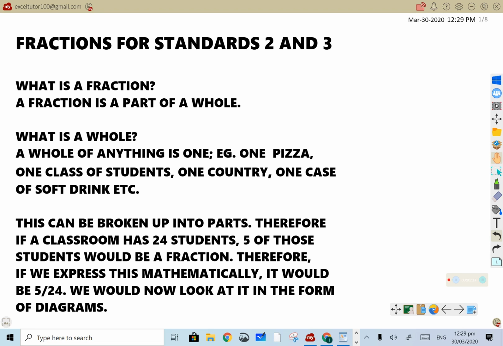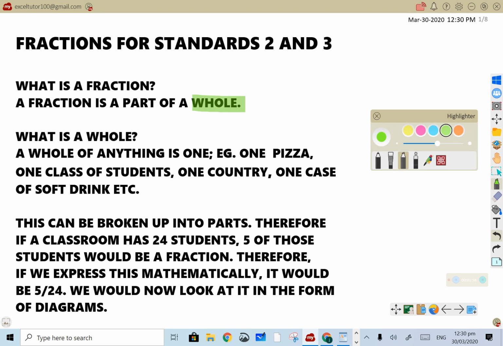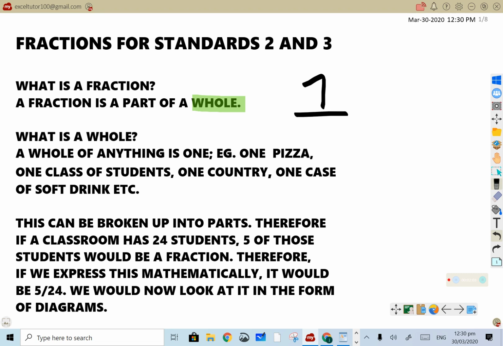Right, so we have here some definitions for fraction. Okay, now what is a fraction? A fraction is a part of a whole. Now if we say a fraction is a part of a whole, the first thing that you will think, well, what exactly do we mean by a part of a whole? The word whole here can actually be confusing for some students. A whole is simply one of anything, one.